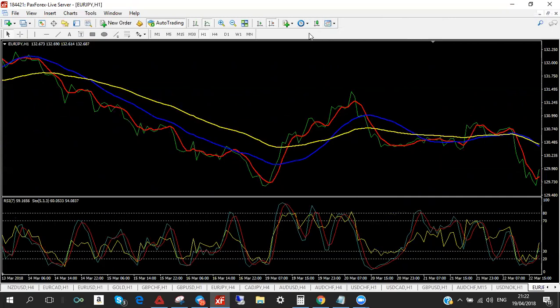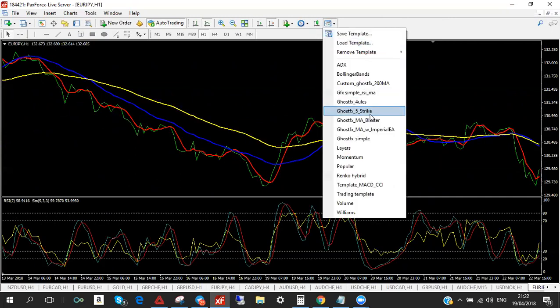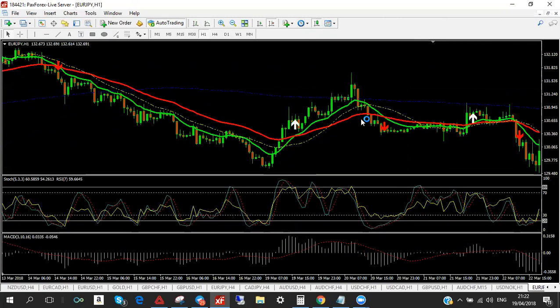Okay, I want this one. You see, I've got a lot of strategies, like I said, guys. I've got MA Blaster, and this one is the MACD. MACD basically is moving average convergence and divergence, that's what it stands for. With this particular one, I've got different strategies.